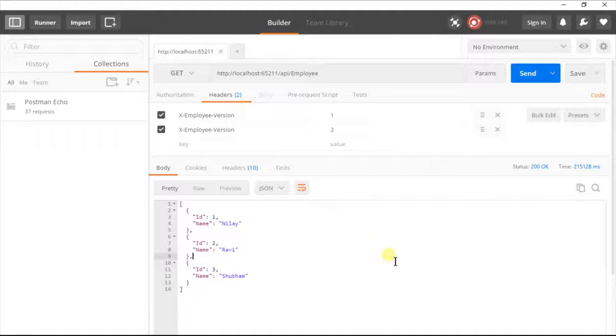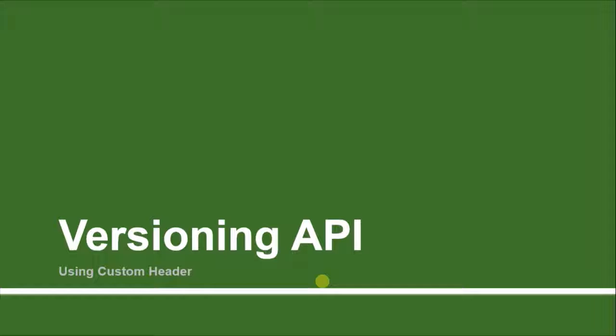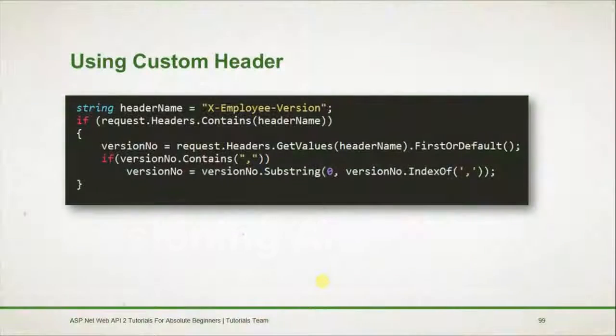Let's modify it to 2. However, it will return the data for version 1 because we are retrieving the version from index 0 to the comma, which means we are identifying the version from the first custom header. We just need to check whether the request headers contain our custom header name. If they contain it, then we need to get the value, and if the value contains a comma, then we need to substring it.